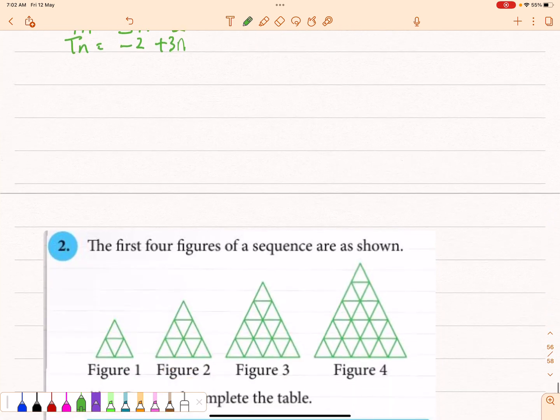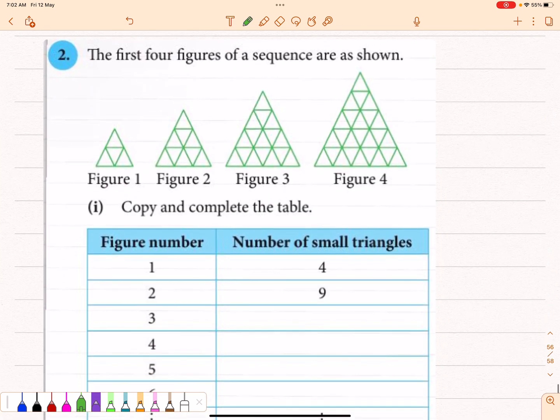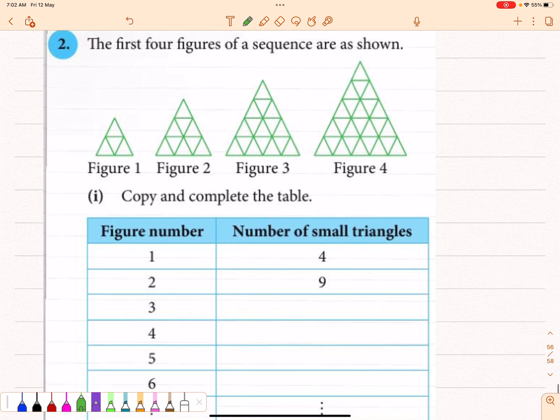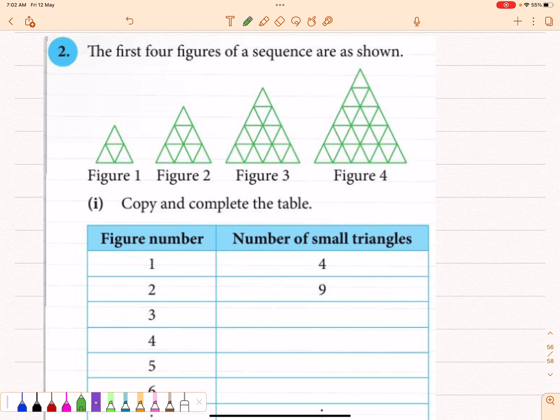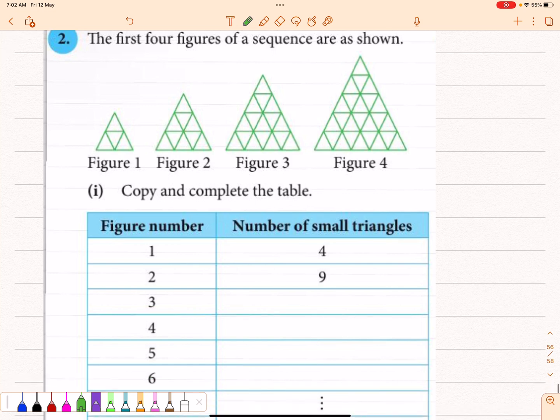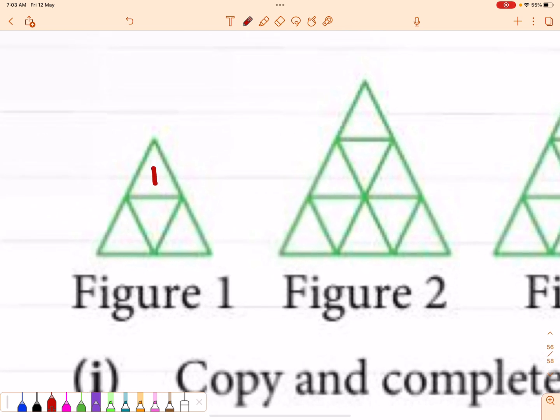Okay. Now, let us go on to a question before you try out the homework in class. For question 2, you already have this printed on your notes. Let's take a look at question 2. Question 2 wants you to copy and complete the table. Looking at the table, I see that we have figure 1 having 4 triangles, figure 2 having 9 triangles. But how it looks like is just one, right? So actually, if we were to zoom in and label, we could really count. Let's try and count in rows.